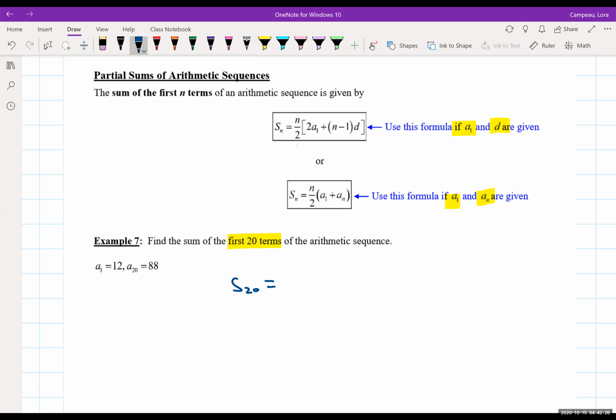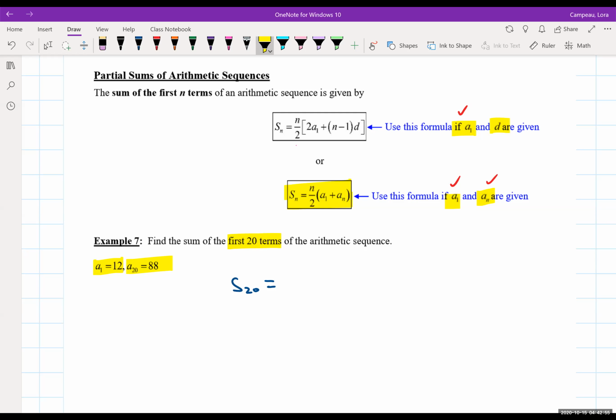So just looking at what they give us, they do give us the first term, that's a sub 1. So in both cases with the formula, we're good to go. We at least have that taken care of. But the next term that's given to us is a sub 20, that is the last term. So I see that the second formula is going to be the appropriate formula for us to use here.